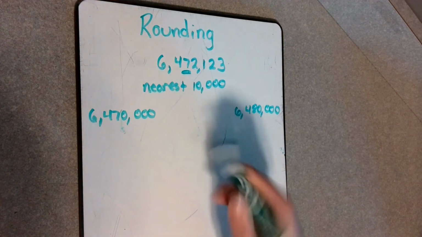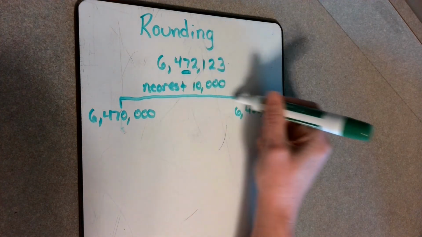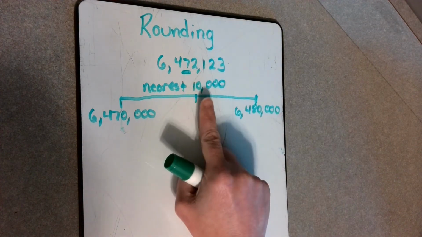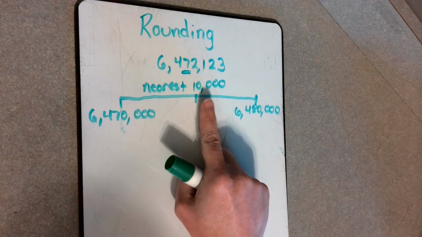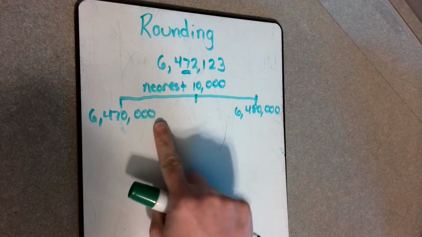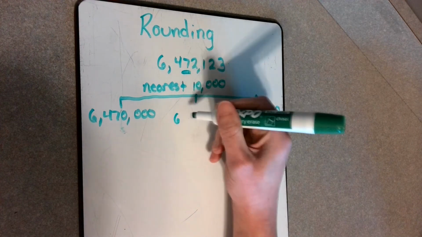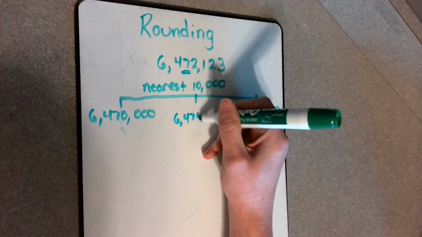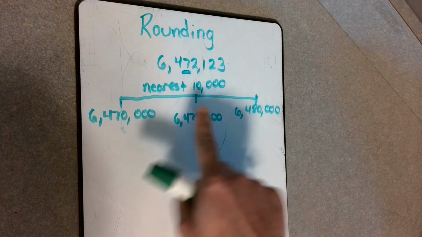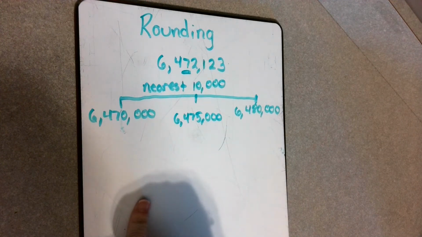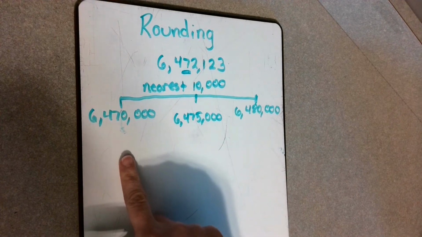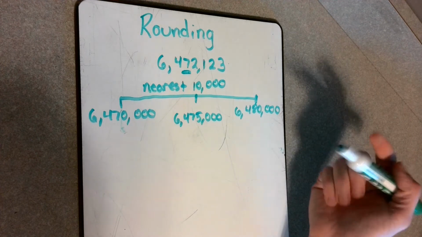Okay, and I think about my halfway point. I know it's going to be half of 10,000, right? So half of 10,000 is 5,000 because half of 10 is 5. So I add that to my lower number to find my halfway point. Right? Then I think about the number that I'm rounding, 6,472,123. Is that going to be before or after my halfway point? Go ahead and plot that on the number line where it would make sense.